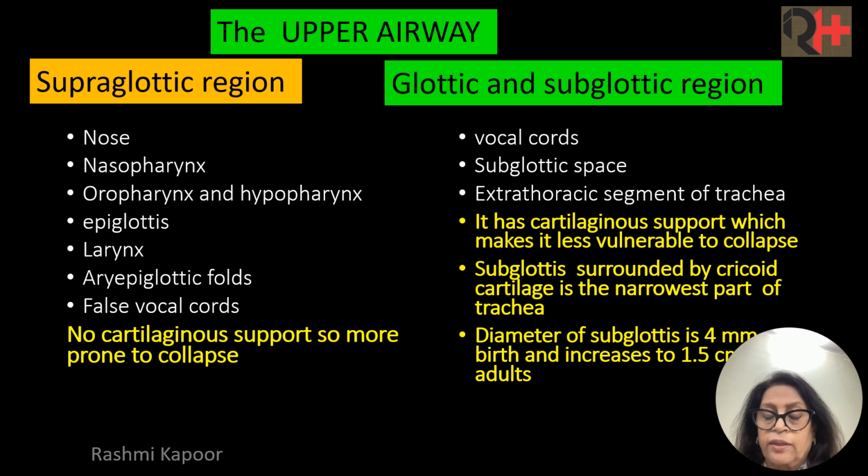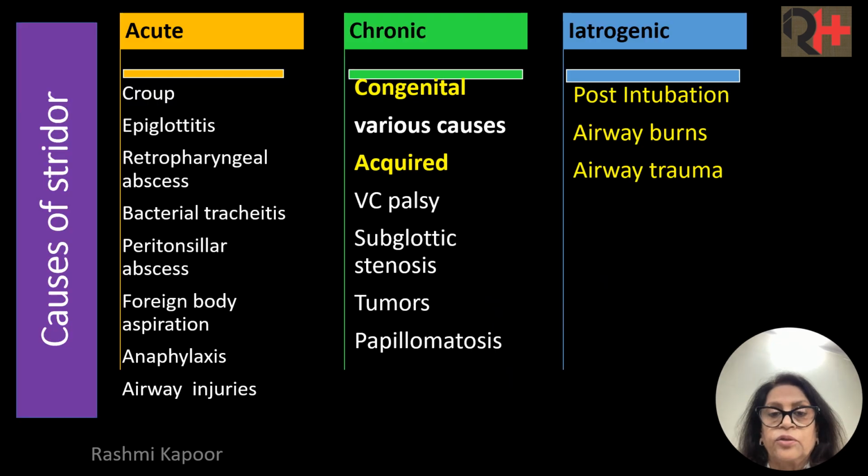And the subglottic space, as I told you, is surrounded by the cricoid cartilage, which is the narrowest part of the trachea. The diameter of the subglottis gradually increases from 4 mm at birth to 1.5 centimeters during adulthood. Now, what are the causes of stridor? We can divide them as acute, chronic, and iatrogenic.